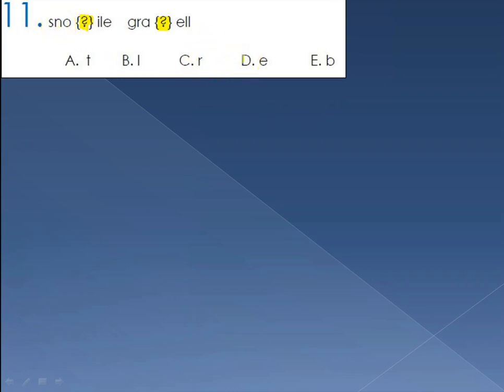So D, the letter here is E. Now if you put E over here, eel, or grey, grey is G-R-A-Y, so it's not going to have an E in it. Eel and snow, they're still not spelled correctly, and this is why it's so important to be reading all the time, so that you're aware of how to spell different words.